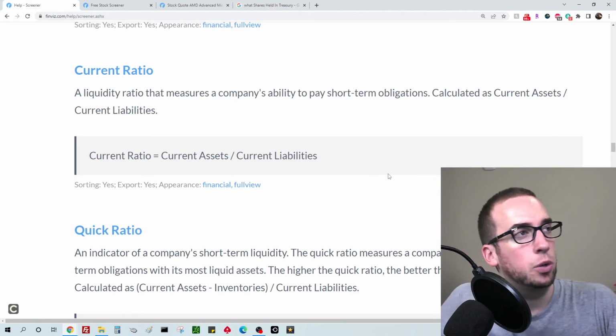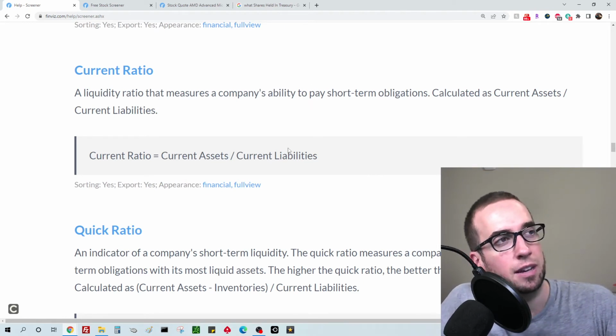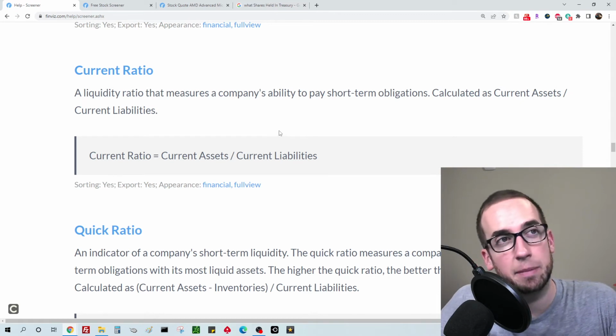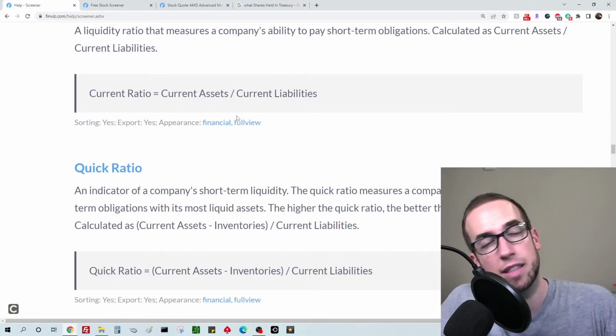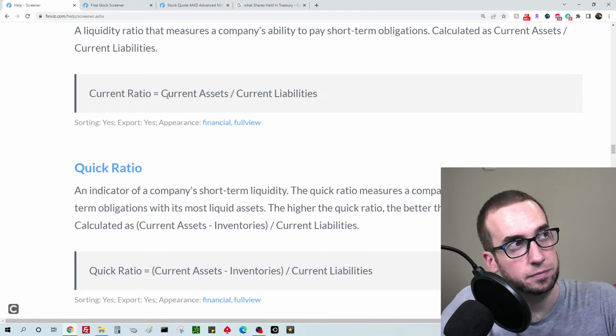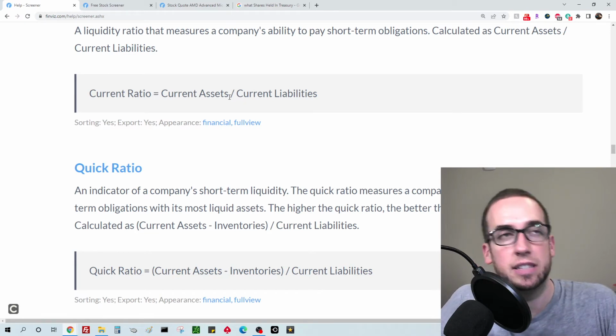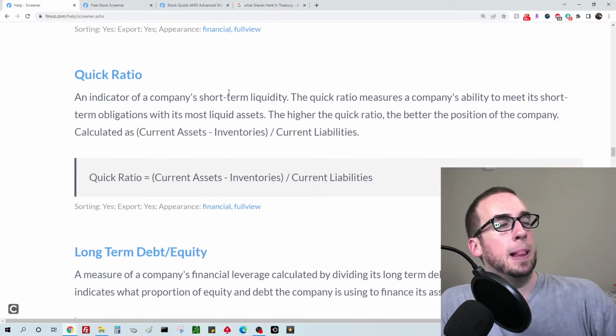Current ratio, a liquidity ratio that measures a company's ability to pay short-term obligations, calculated as current assets divided by current liabilities. That is the current ratio. And then in the gray box on Finviz Help, they have current ratio equals current assets divided by current liabilities.